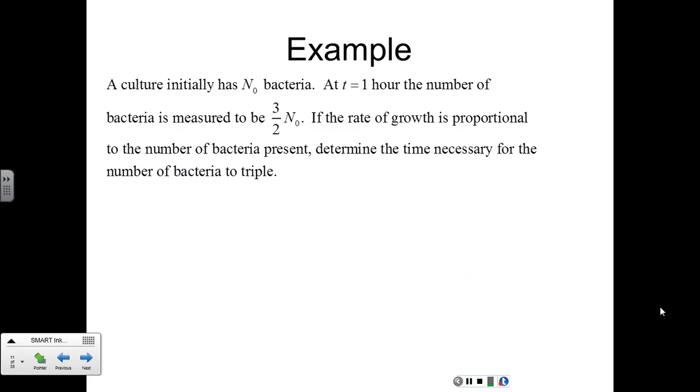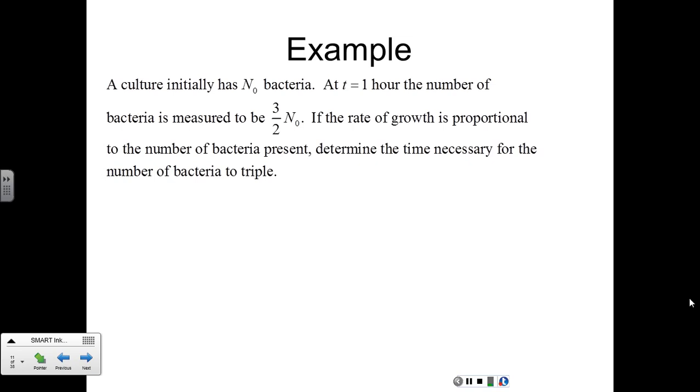So here's a couple of problems we want to do about exponential growth and decay. A culture initially has n sub 0 bacteria. They didn't even tell us how many it had. It could be 100 bacteria, it could be 1,000,000. We don't know. But n sub 0 bacteria. At 1 hour, the number of bacteria measured to be 3/2 times its original amount. That's more. It's increased. If the growth rate is proportional to the number of bacteria present, determine the time necessary for the number of bacteria to triple. How long is it going to take for the number of bacteria to triple?